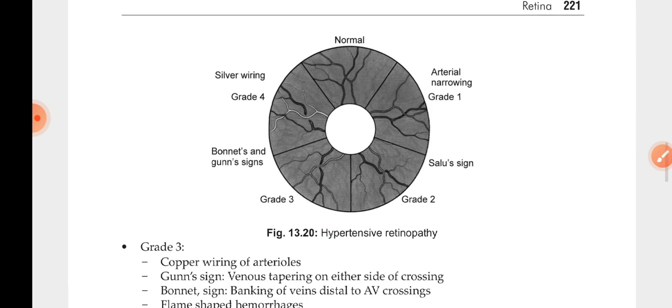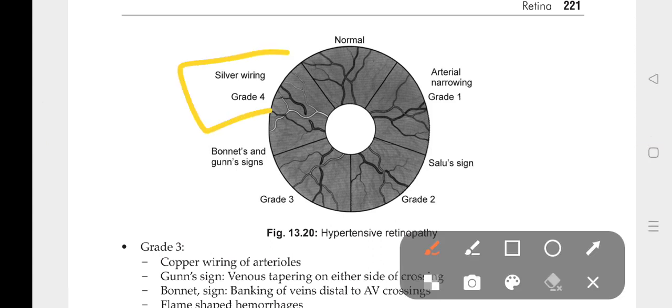Here you can see hypertensive retinopathy. They are divided into grade 1, 2, 3 and 4. Normal one. In grade 1, there will be arteriolar narrowing because of vasoconstriction, and you can see Salus sign. In grade 2, next will be grade 3, where bonnet sign and gun sign are seen. Next there will be silver wiring in grade 4.